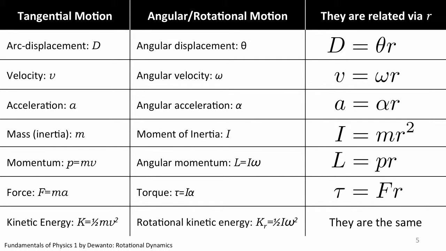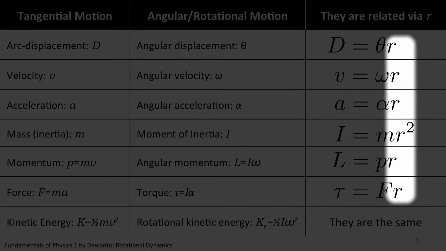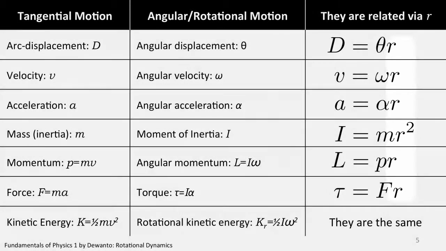You might have complained to me on the sheer number of equations you need to study for the exam. But look at this table. Do you recognize any pattern here? First, how the tangential quantities are related to the angular quantities via r. After all, r is what distinguishes the two types of motion. Angular motion exists because the object moves at fixed distance from a reference point. That reference point is what we call center of rotation. The fixed distance is what we call radius.